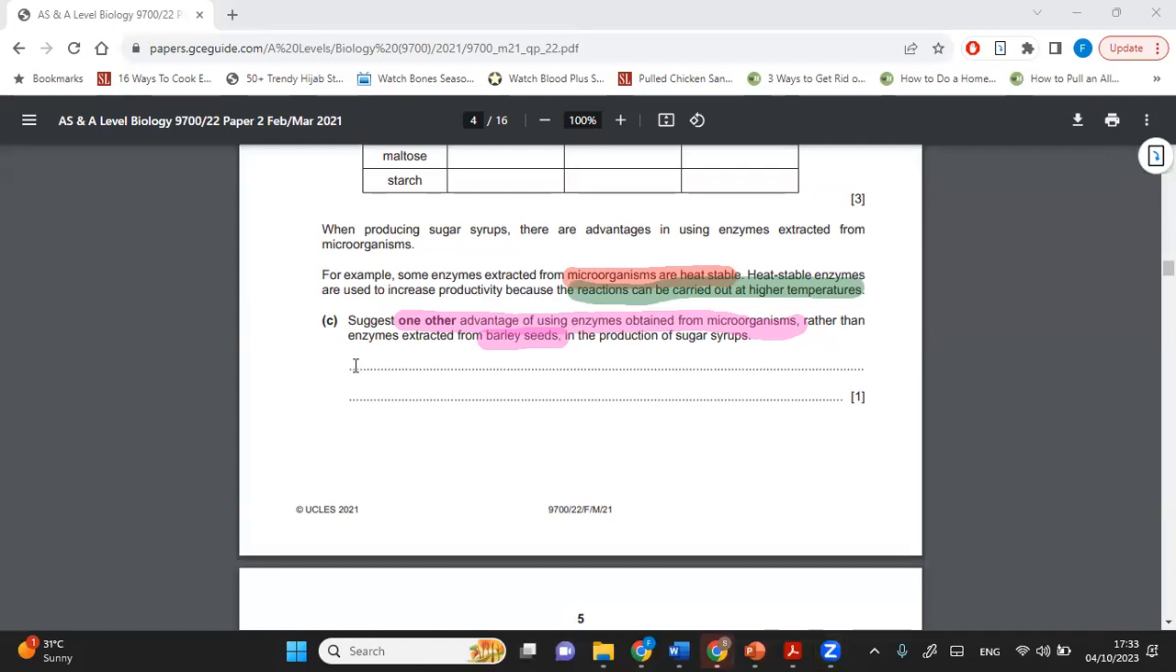I can start you off. There are actually a few advantages. You only have to give one. One clear advantage is that microorganisms can be cultured in huge quantities, right? You guys know that microorganisms are what?